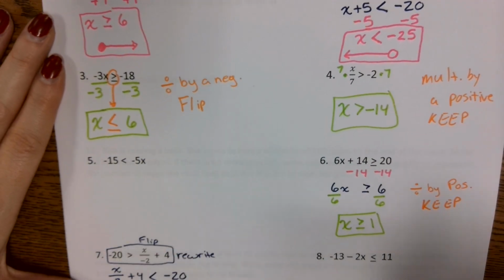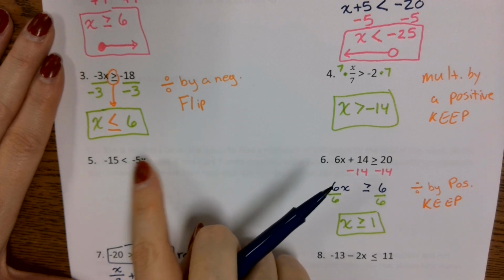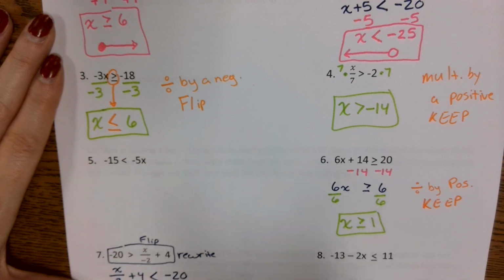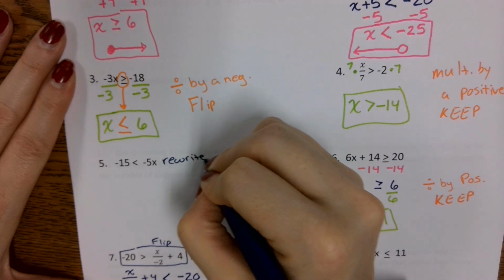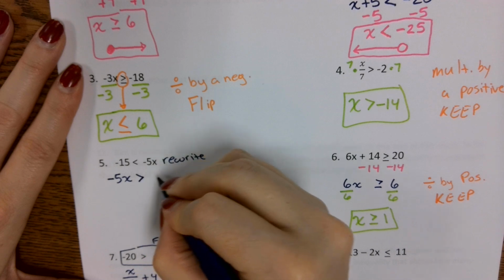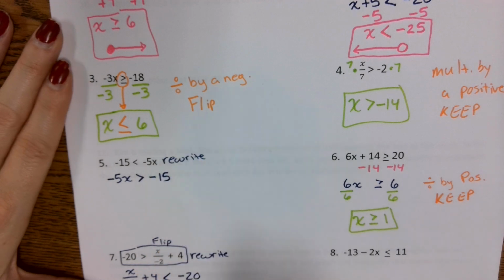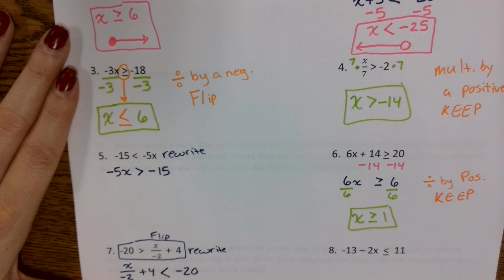Okay, for problem number 5, I do need to do a rewrite because I have my variable on the right side of the inequality. I want it on the left side. So we're going to rewrite this entire thing. So that means -5x becomes greater than -15. We want the arrow still pointing at that -15. Then we can start solving.